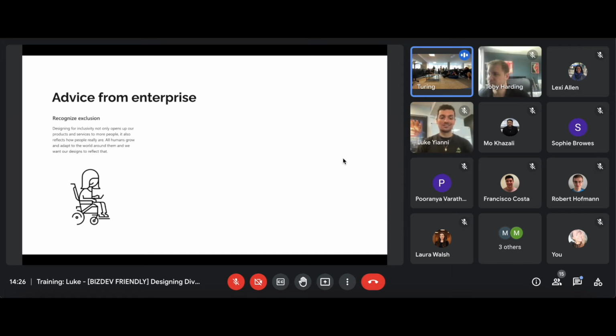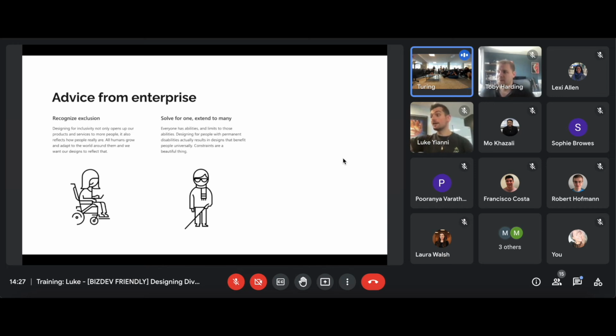All humans grow up in the world around them, and we want our designs to reflect that. Basically, you are acknowledging that exclusion and trying to solve a problem for that group. Solve one, extend to many. This is what I meant before about solving for that one excluded group. You cover that whole wide array of people who are partially disabled or something like that. You are solving for that whole larger group by going for that person on the edge of your community.